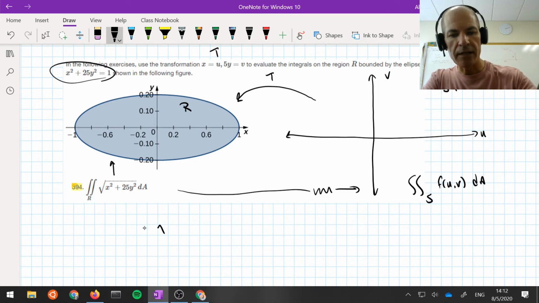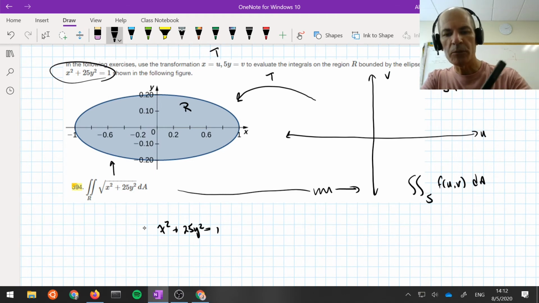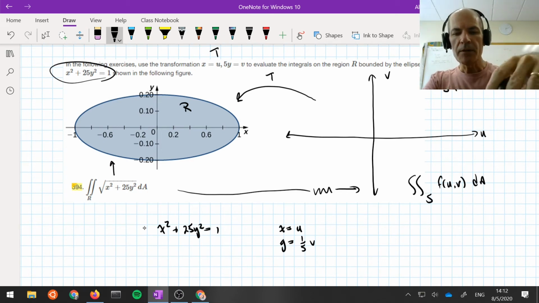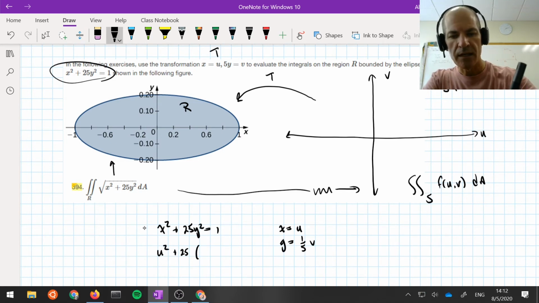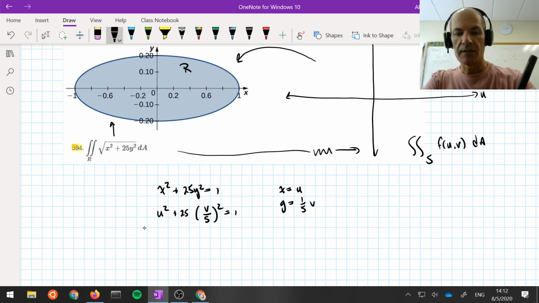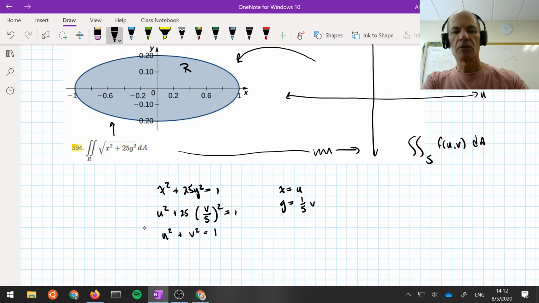So let's do that. We know that x squared plus 25y squared equals 1. We know from the transformation that x is equal to u and y is equal to 1/5 v. I just solved for y in terms of v there. Dropping those into this equation, we find u squared plus 25 times the quantity v over 5 squared equals 1. Conveniently, and actually not accidentally, the v over 5 squared turns into v squared over 25, and this simplifies to a very familiar equation: u squared plus v squared equals 1.